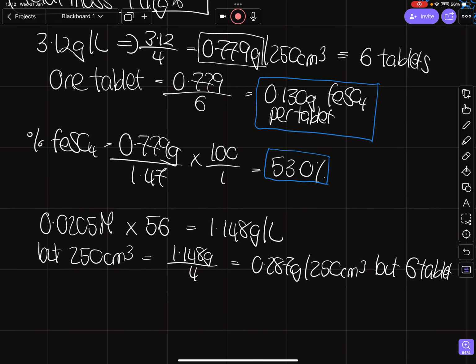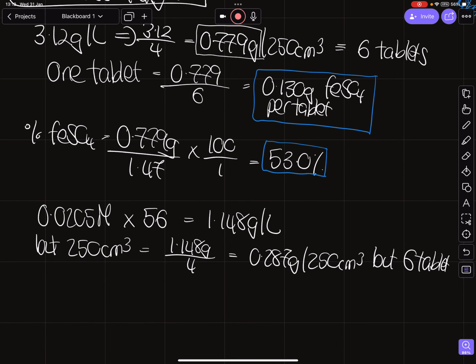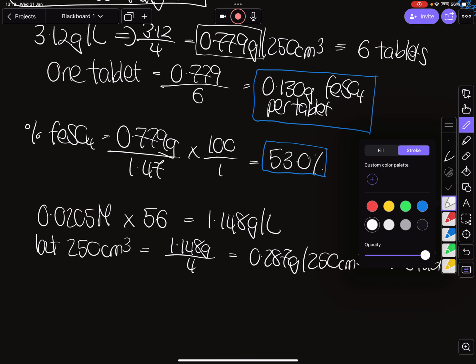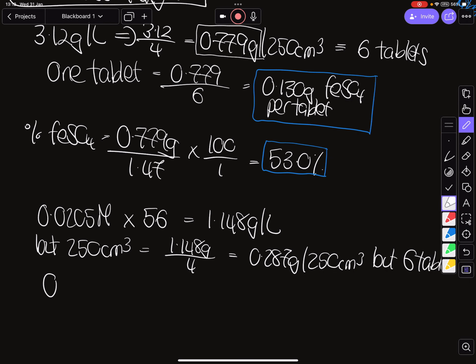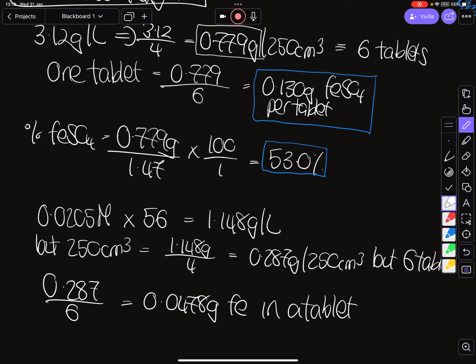So the last thing that I'm going to do is 0.287 divided by 6, which will give me 0.0478 grams of iron in a tablet. So that is going to be the final thing that we needed to find out.